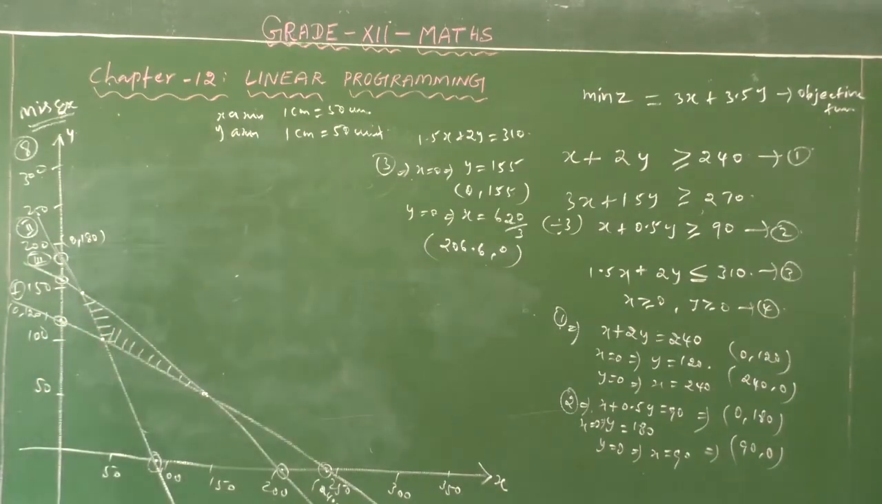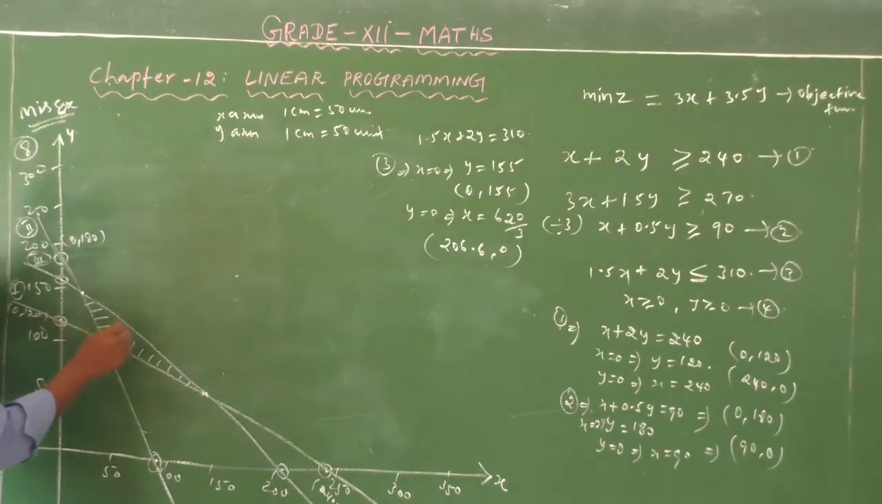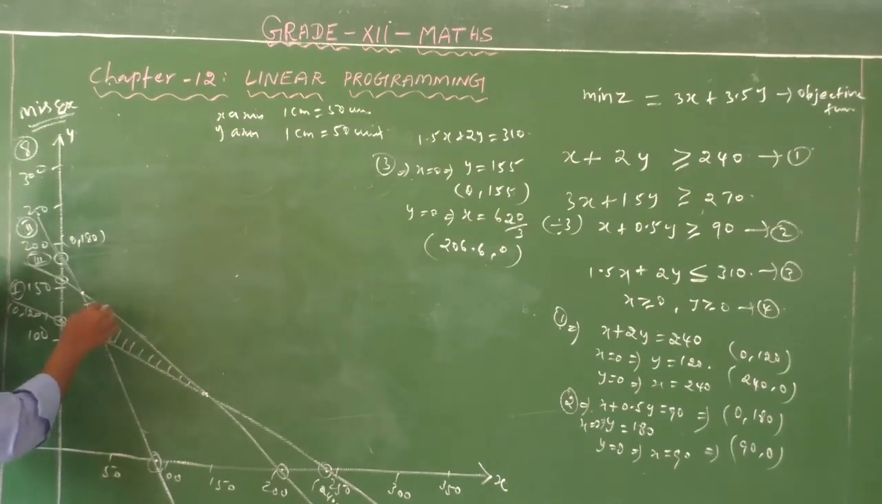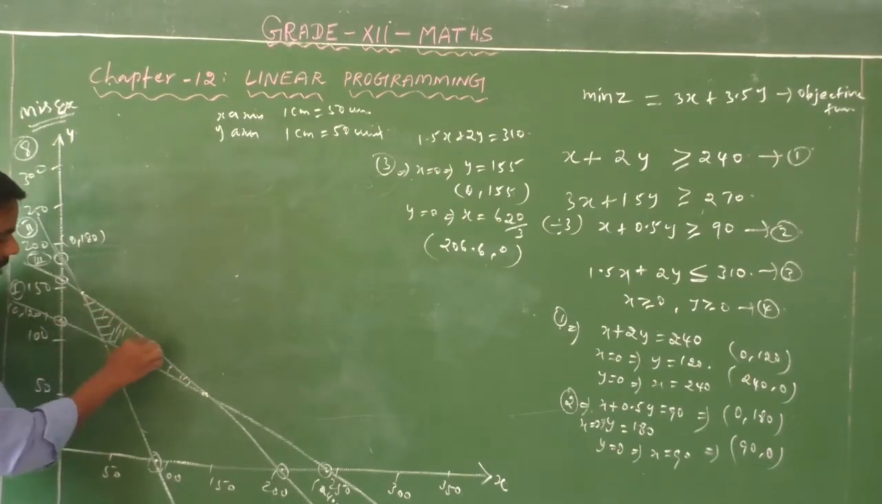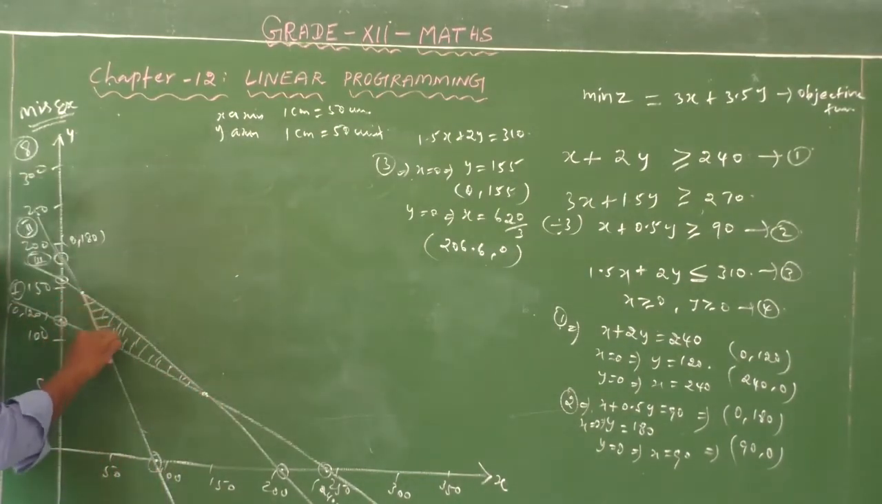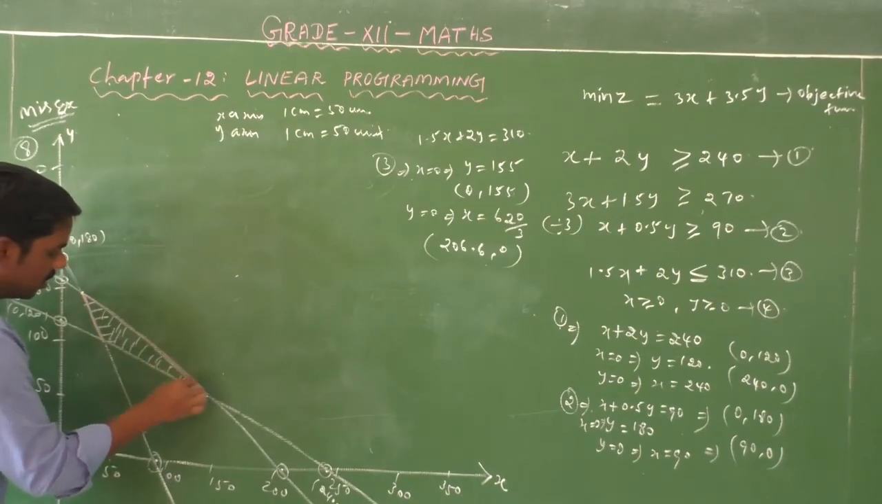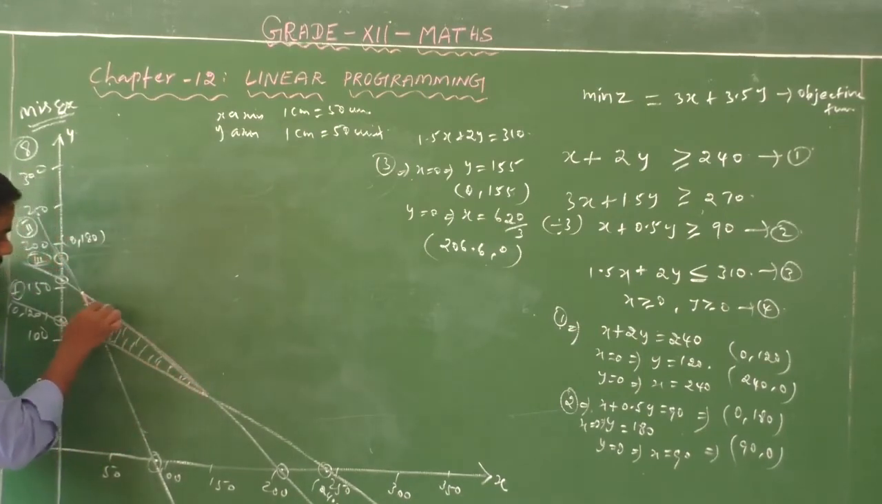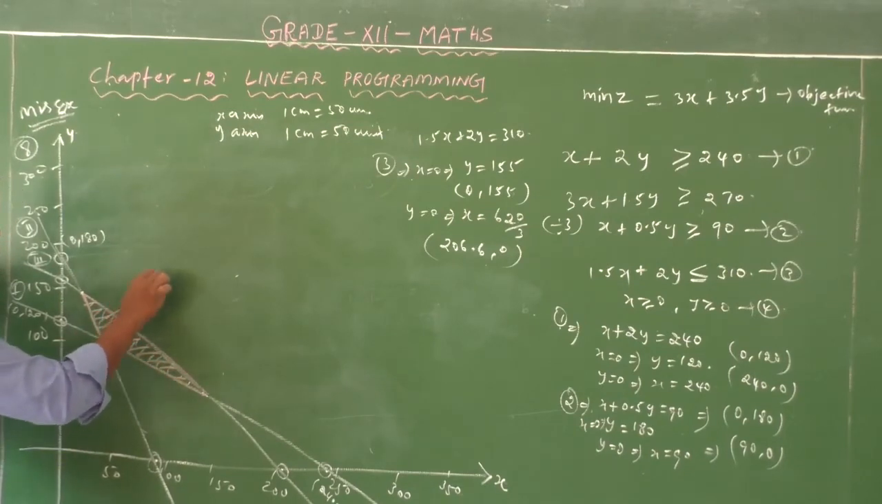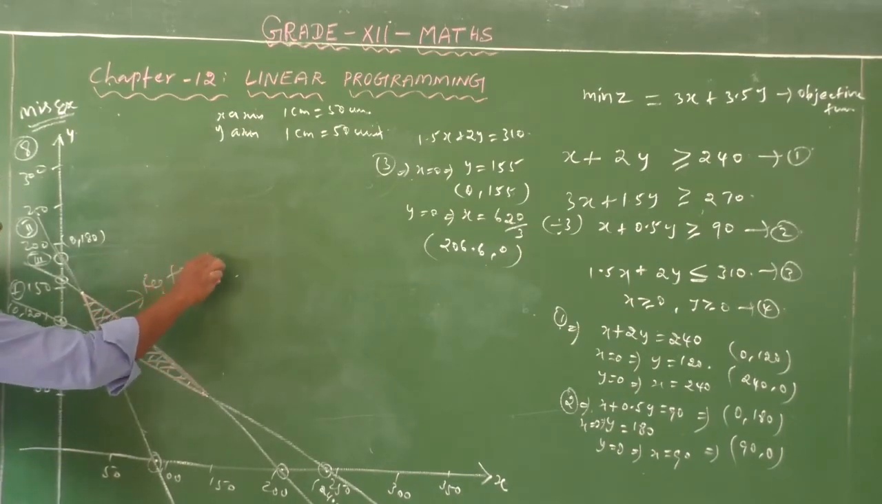Next, the third one is less than or equal to 310. This line is the third, and less than or equal means below the line. So this is the required feasible region.